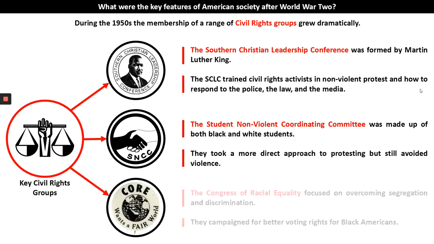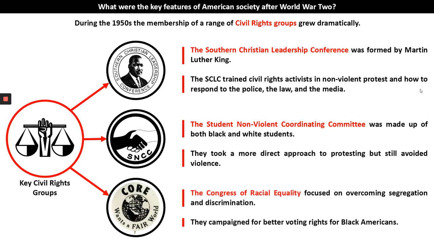And finally, we've got CORE, or the Congress of Racial Equality, and they were focused on overcoming segregation and discrimination, particularly through campaigning for better voting rights for black Americans. Now, we'll see that in the mid to late 1950s and early 1960s, these groups worked together, but we'll also see in the next video how differences of opinion led to a slight split in the civil rights movement, and we'll talk about why that was the case in the next video.